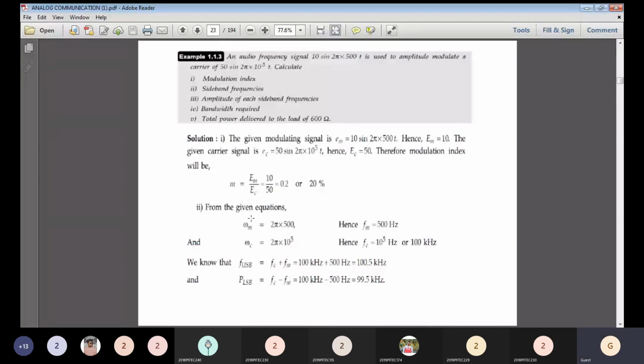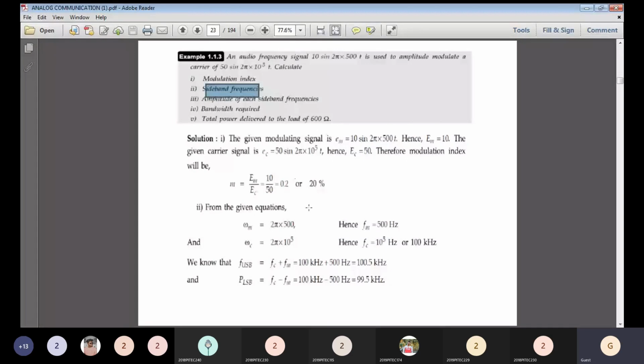So next one, what is our next question? Sideband frequencies. We have to calculate the sideband frequencies. First write the given frequency terms. From the first equation, write omega m term. From the second equation, write omega c term. Omega means angular frequency. So from this, write FM frequency, and from omega c, write FC. FM is equal to 500 hertz and FC is equal to 10 power 5 hertz or 100 kilohertz. Both are available here.